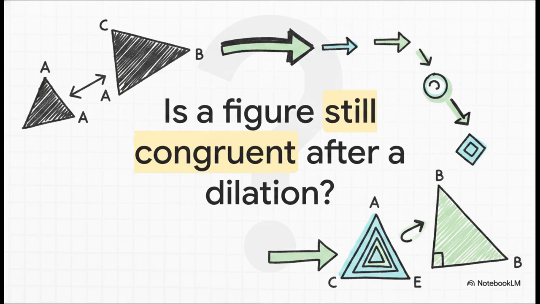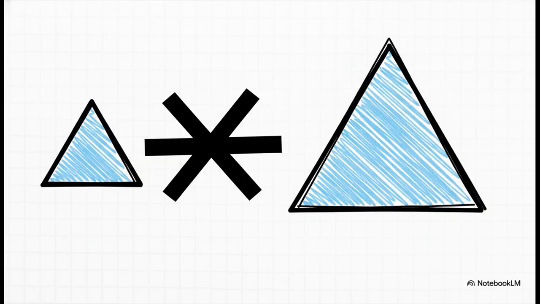Imagine a figure on your blueprint undergoes a translation, then a rotation, but then it undergoes a dilation, meaning it gets scaled up in size. Is the final figure congruent to the original one? And here's the immediate reasoning.